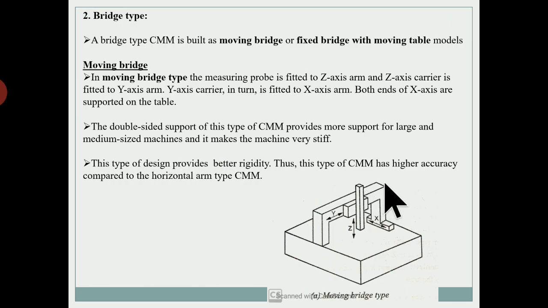Then second type, bridge type CMM. A bridge type CMM is built as moving bridge or fixed bridge with a moving table. That is, there are two types of bridge type CMM. One is moving bridge type and the second one is fixed bridge with the moving table. We can discuss the first one, moving bridge type. In moving bridge type, the measuring probe is fitted to Z axis arm. This is measuring probe. And Z axis carrier is fitted to Y axis. That is, this one is the Z axis carrier that is fixed to Y axis.